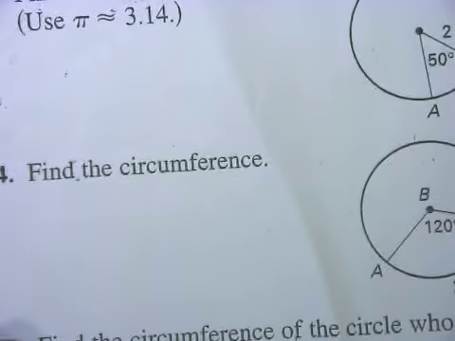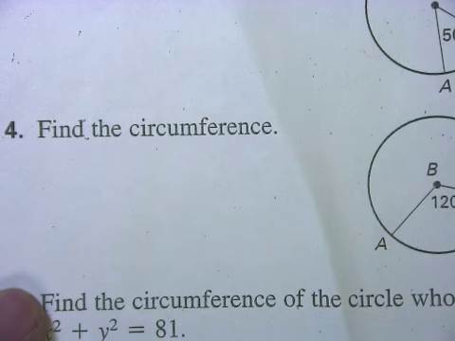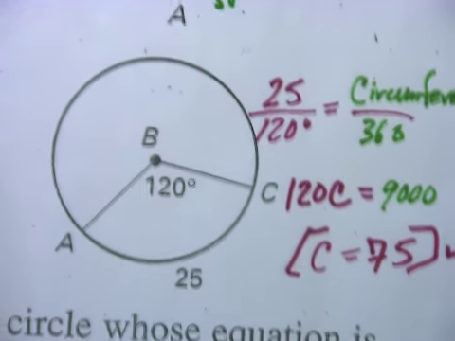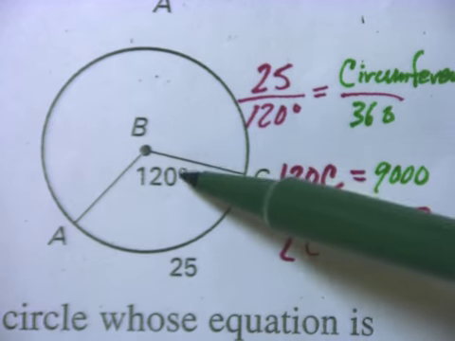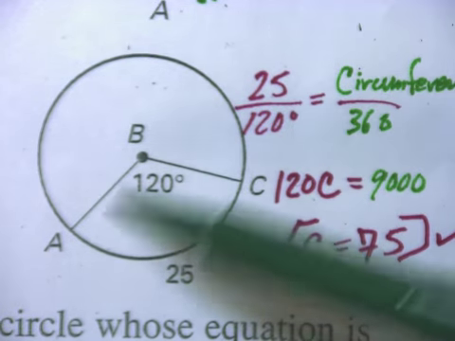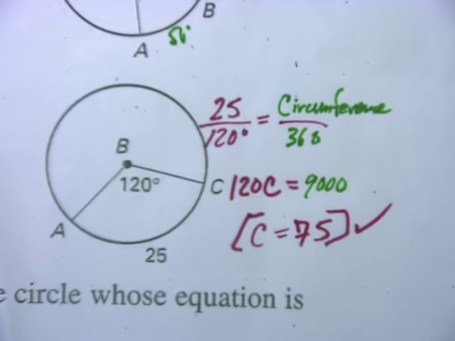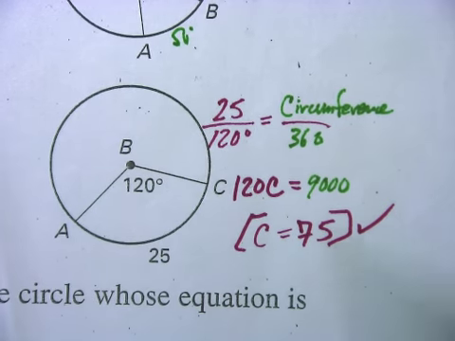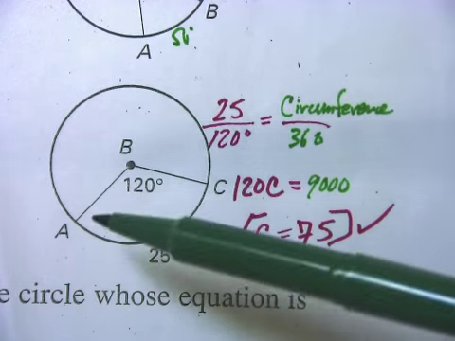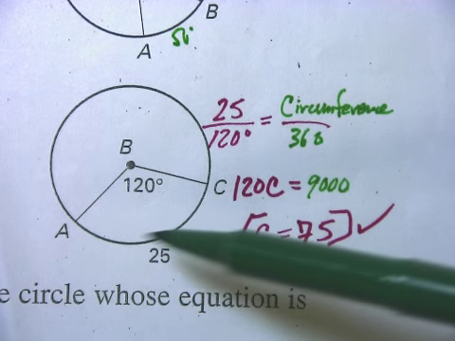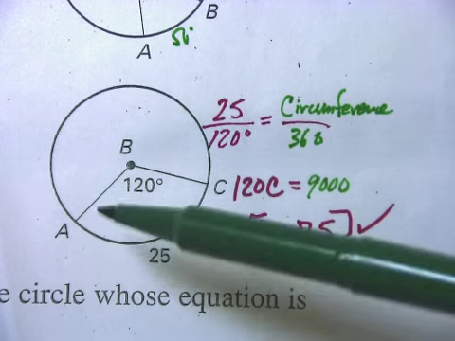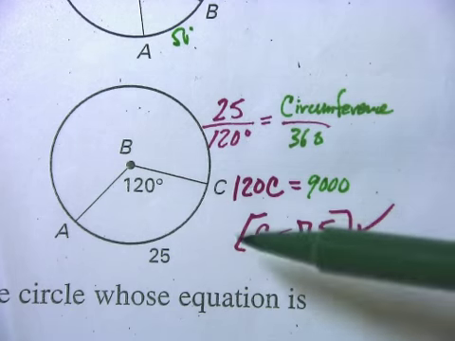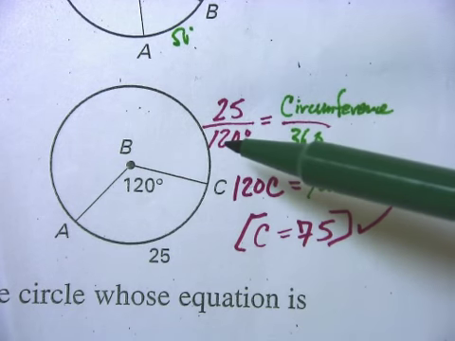The last question here is asking for us to find the circumference. Question number 4 wants to know what is the circumference of this circle. Well, once again, they give us a circle, they give us a central angle, but they don't give us a radius. So I can't find it that way. So we've got to use a ratio or a proportion. So I know that 25, and they don't give me any units here, so let's say this is 25 feet, it's going to give me 120 degrees.